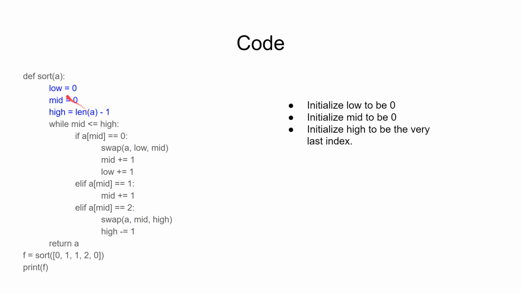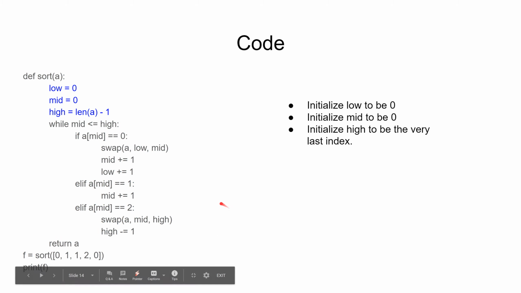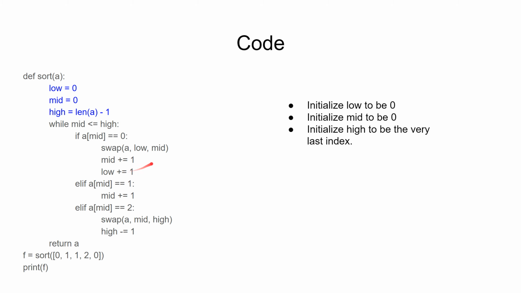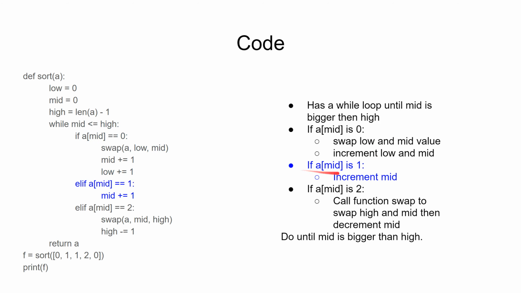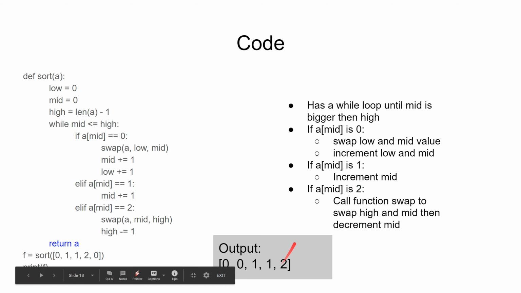The code has sort, which takes the input A, which in this case is 0, 1, 1, 2, 0, and has the output of the sorted version of it. It first initializes low to be 0, and mid to be 0, and then initializes high to be the very last index. It has a while loop until mid is bigger than high. If A[mid] is 0, then you swap low and mid values, and then increment low and mid. If A[mid] is 1, then you increment mid, and if A[mid] is 2, then you call function swap to swap high and mid, and then decrement high. The output is 0, 0, 1, 1, 2.